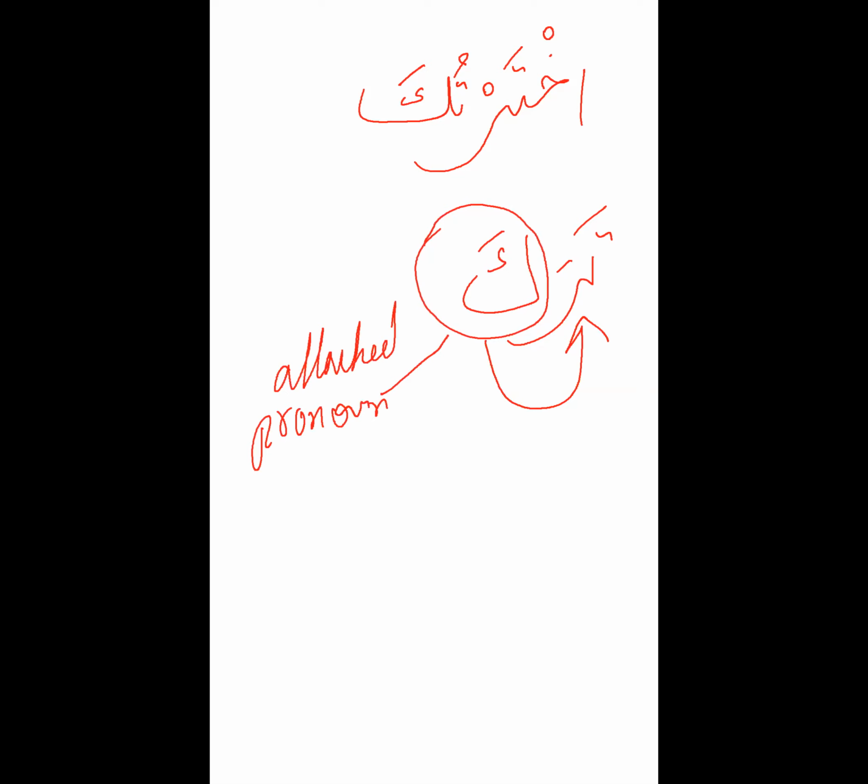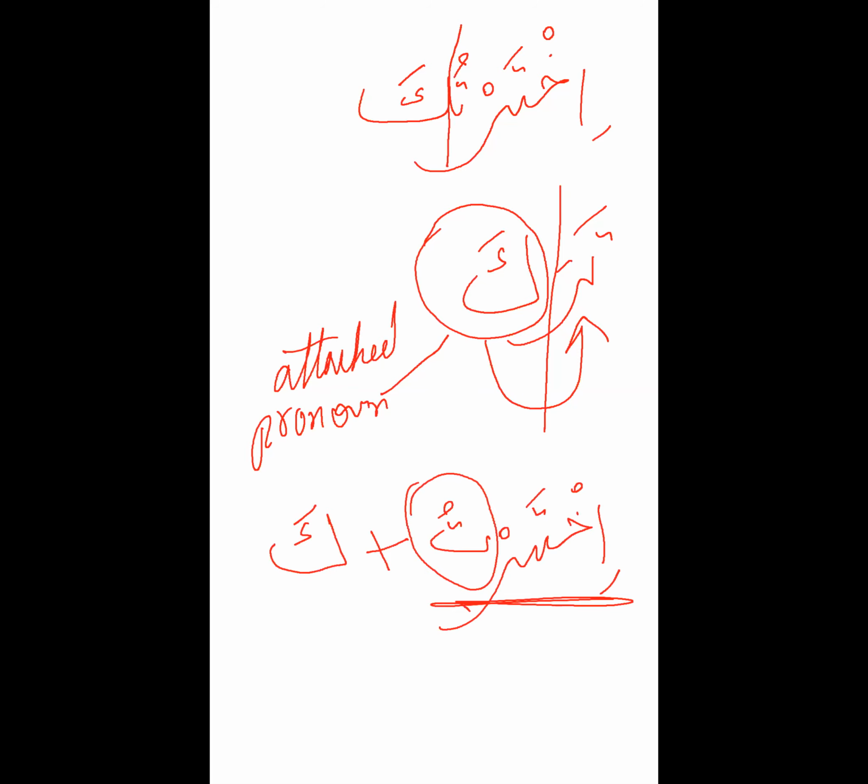A simple trick that Ustad told us, and it works every time. If you are doubtful whether the ending is a part of the word, a part of the past tense or not, you just separate it. So here, when you separate ikhtarutuka, you are left with ikhtartu plus ka. Now see whether you have this ending in the past tense chart.